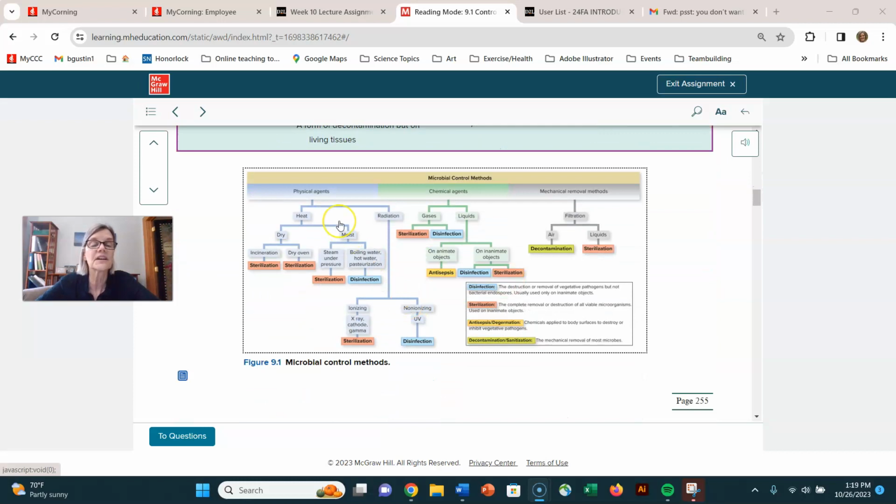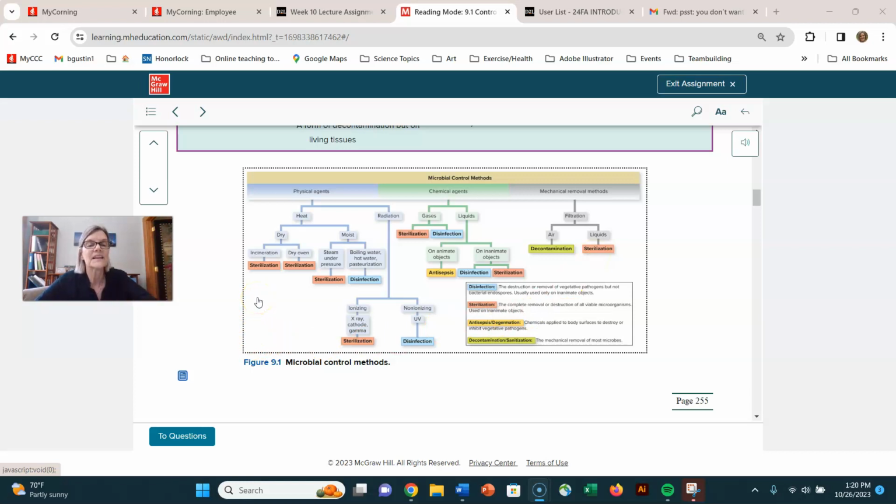And so here's part of where we're heading. We're going to actually talk about the physical and the chemical ways that we control the growth of microorganisms. Now they put mechanical here, but I kind of would have put mechanical with physical, but it doesn't really matter. But they're showing you the different ways to apply these terms.